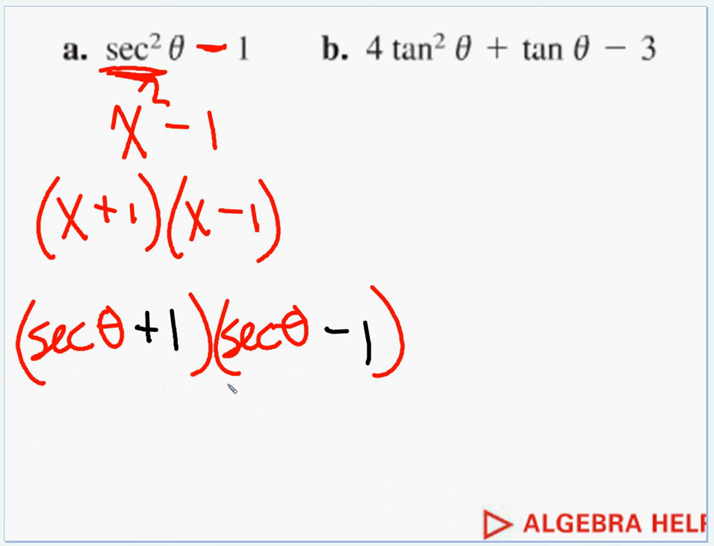At some point, I think it's in section 4, if this is equal to 0, we'll set those equal to 0 and actually solve it. But we're taking baby steps. Here we're just factoring.